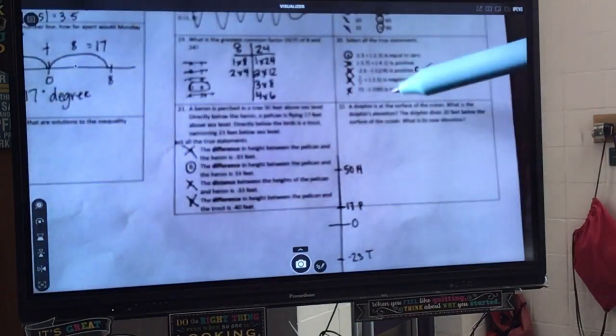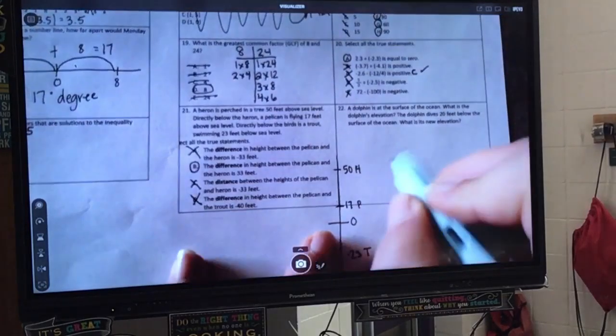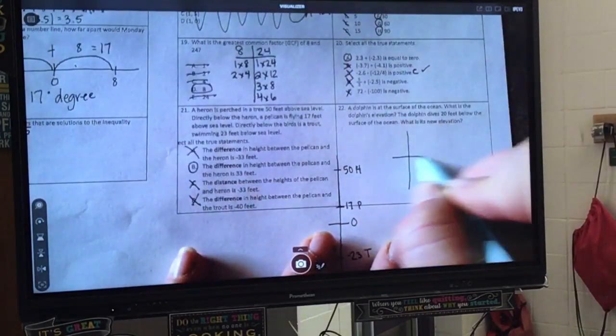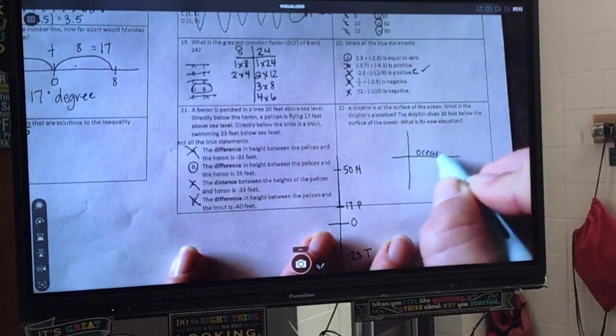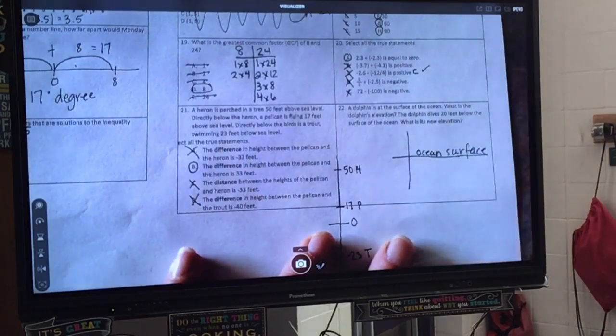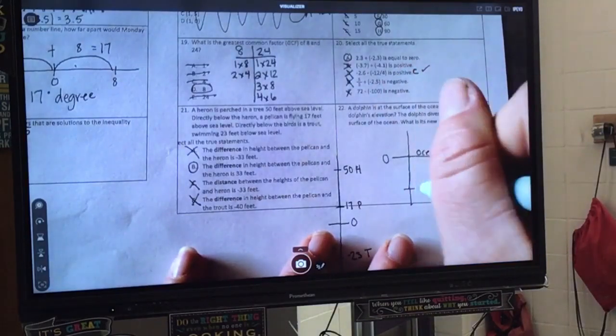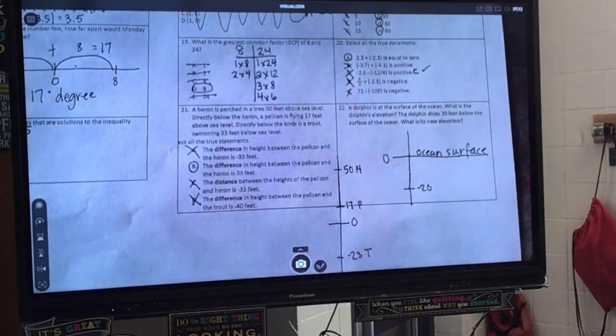A dolphin is at the surface of the ocean. What is the dolphin's elevation? So if I have my number line again, and this is the ocean surface, what is the elevation to start with at the ocean surface? 0. Alright, the dolphin dives 20 feet below the ocean. What is the new elevation? So now we're at negative 20 feet. So what is the new elevation? William? 20 feet below sea level.